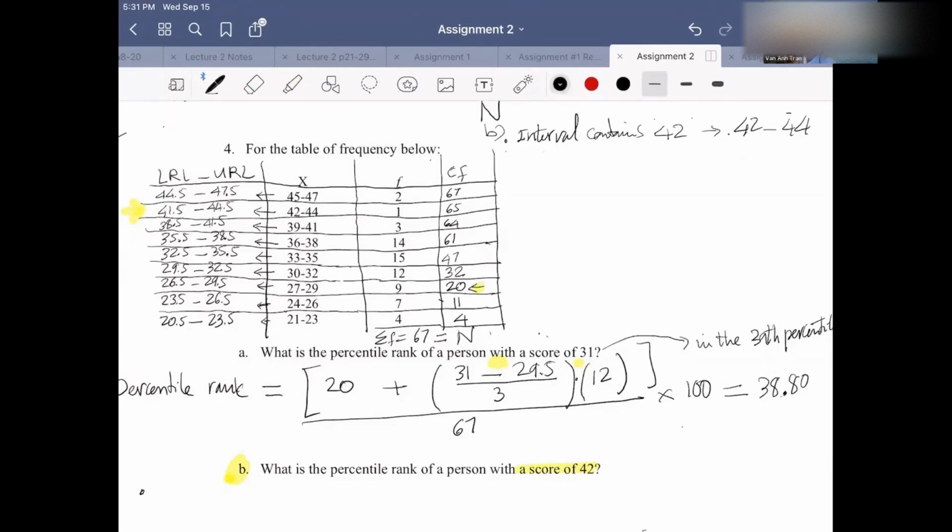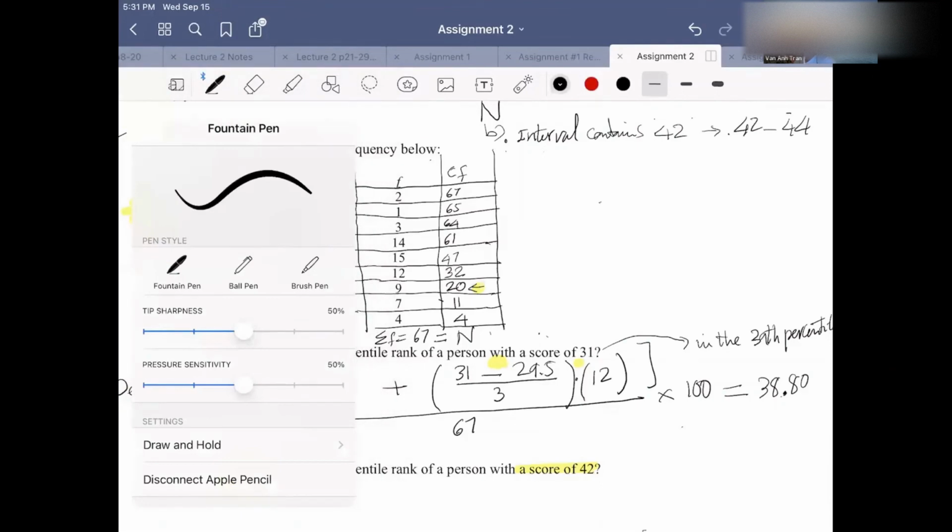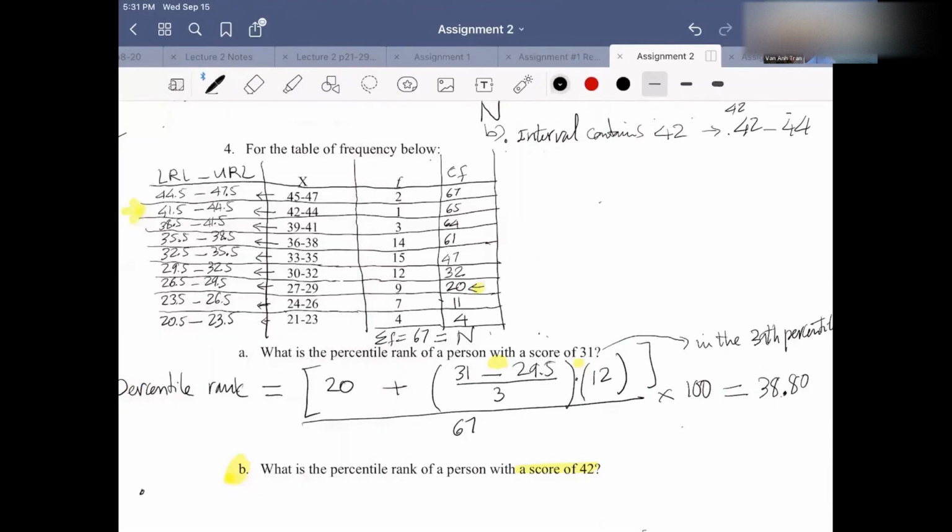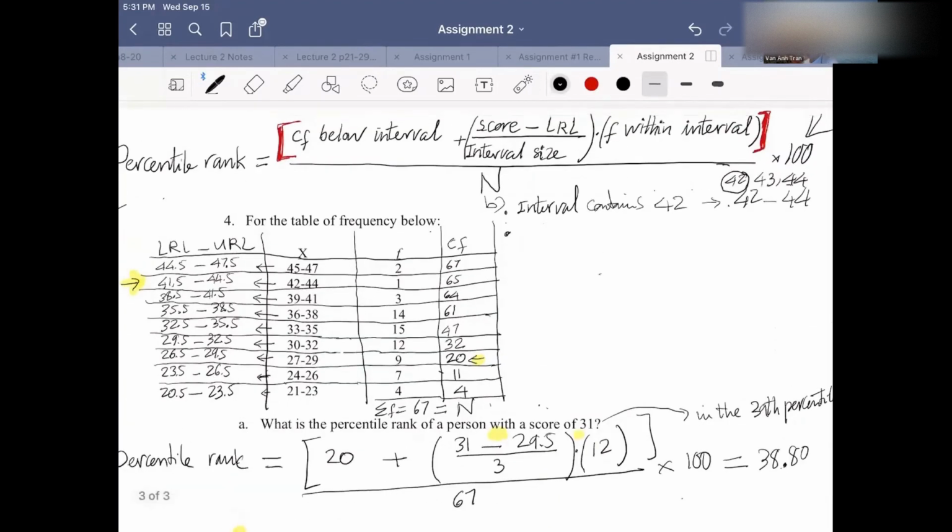Yeah, so that interval contains 42, 43, and 44, that interval, okay? 3 numbers. And you can see that the 42 is in that interval. So that means that in the table, it's going to be this interval right here, okay? All right, good. Next, I'm going to show you the formula as well.